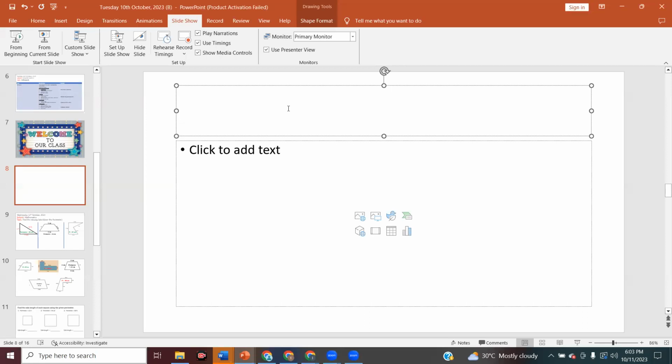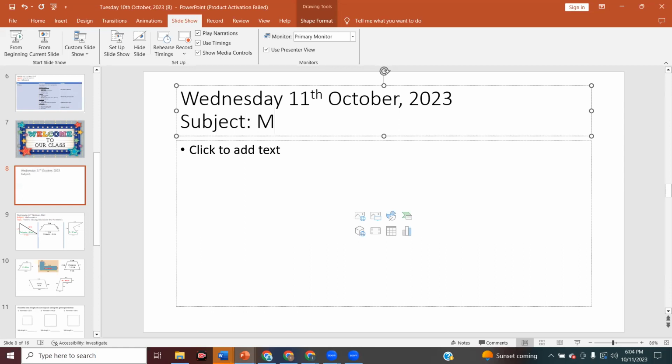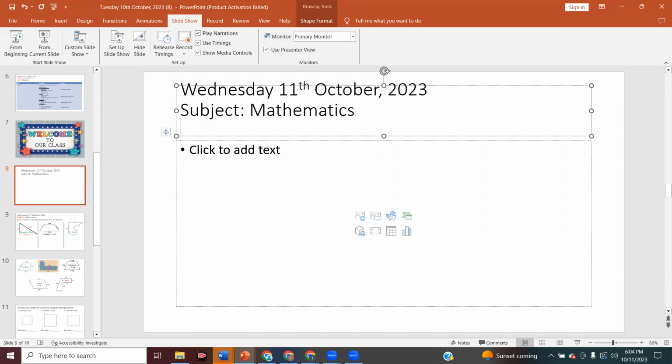So head up for me. Today is Tuesday. No, sorry, Wednesday. My apologies. Today is Wednesday, the 11th of October, 2023. The subject is, of course, mathematics. And like you said, we're looking at the theme of mensuration, in particular the perimeter of these objects.